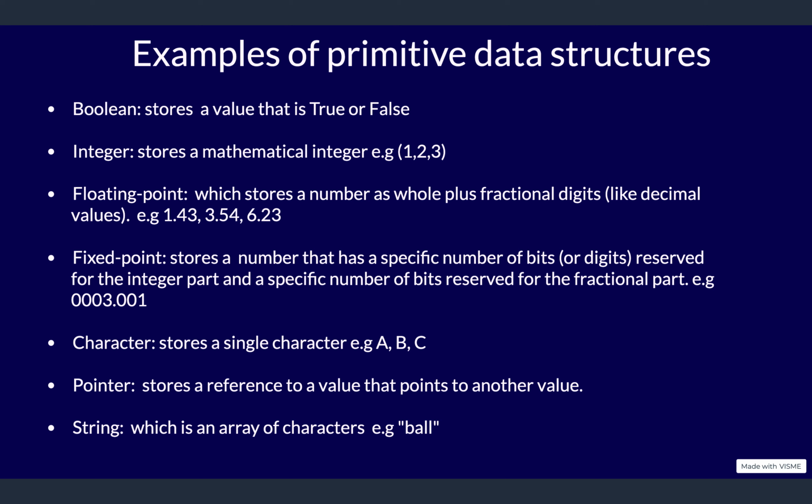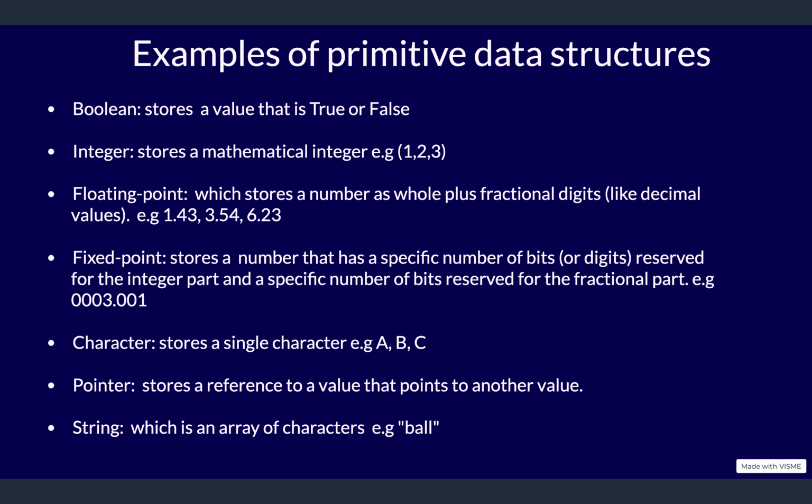The next one is the floating point. The floating point primitive data structure stores a number as a whole plus fractional digits. So basically, any number expressed in the form of a decimal can be stored as a floating point.